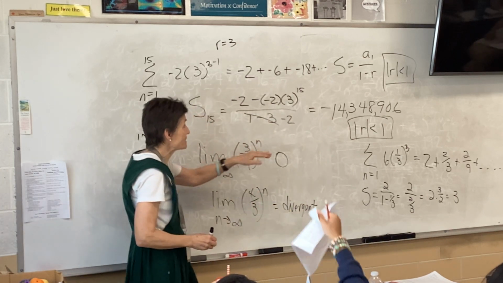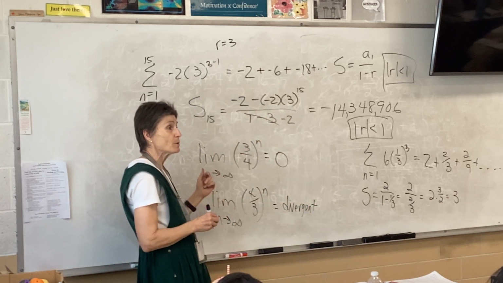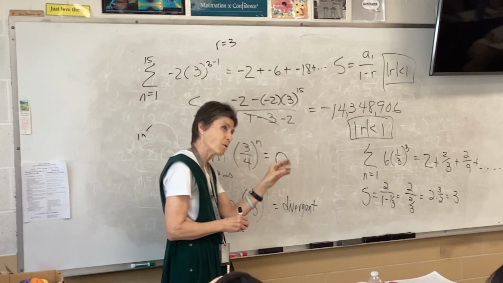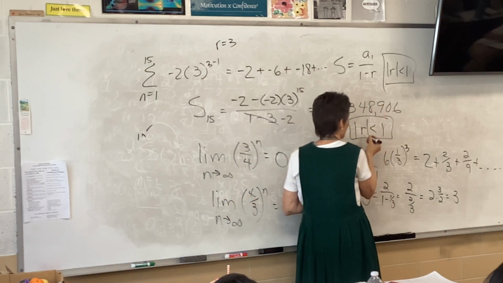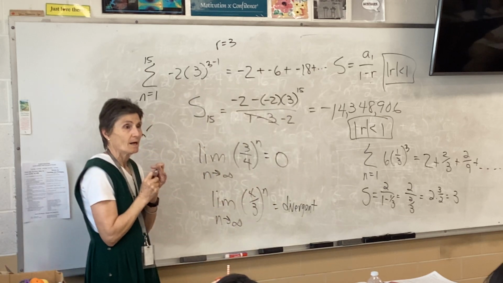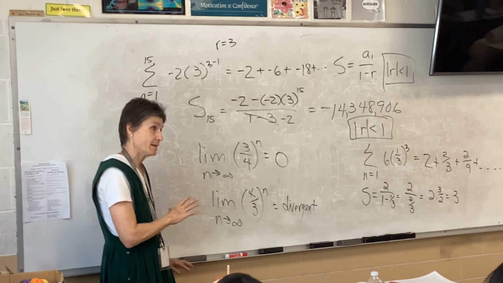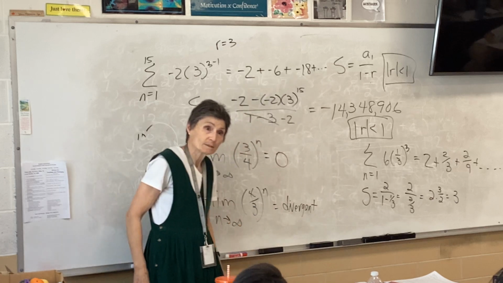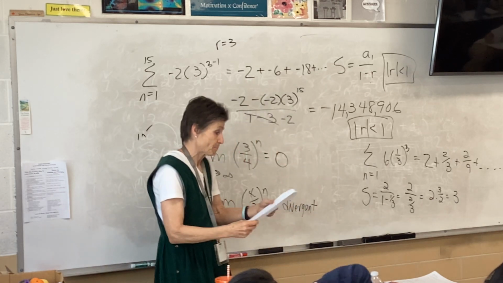You can only sum them. These go on forever and ever. You can only sum them if they're getting smaller. So as long as your ratio has an absolute value less than 1, you can add. Otherwise you can't. Even though you have a formula, it won't work unless the ratio is less than 1. Okay? All right, let me see what's next.